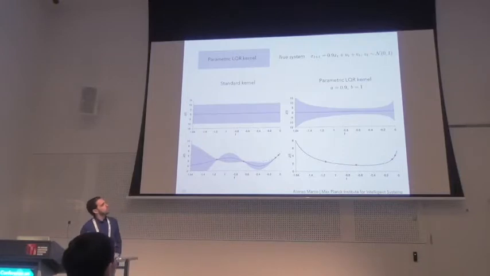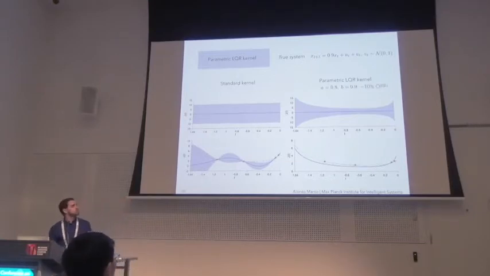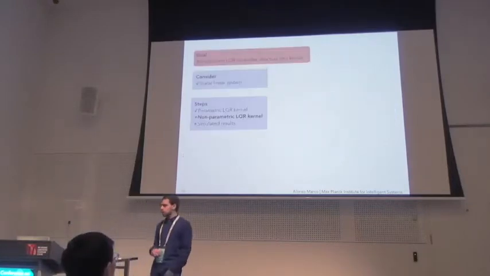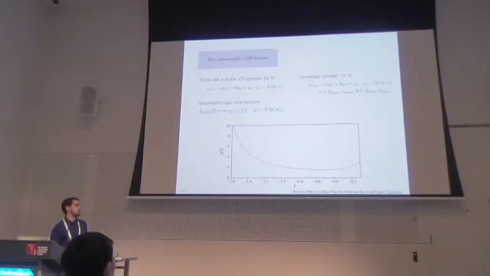Nonetheless, this is not very surprising because we have constructed this LQR kernel using parameters A and B, which correspond exactly with the ones from the real system. Now, what if the parameters that we use to construct this kernel are a little bit off? If they are a little bit off, then we see that the kernel fails to fit this function. So, what can we do to solve this? What we came up with is a non-parametric LQR kernel that we can derive in order to address this problem.